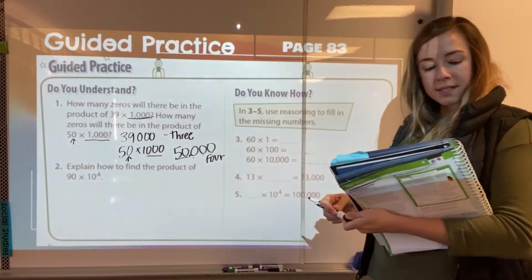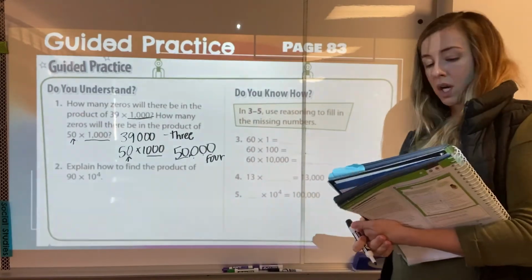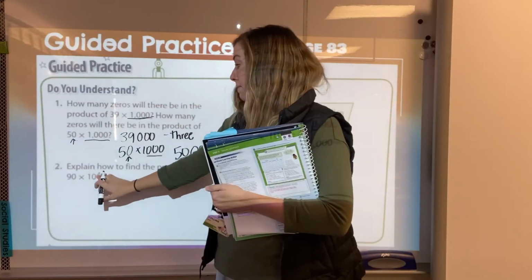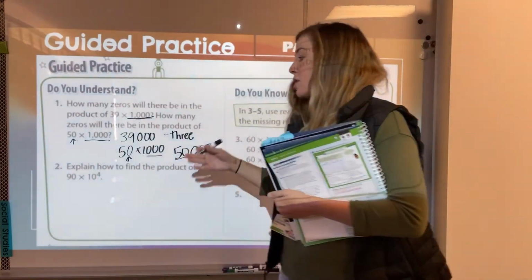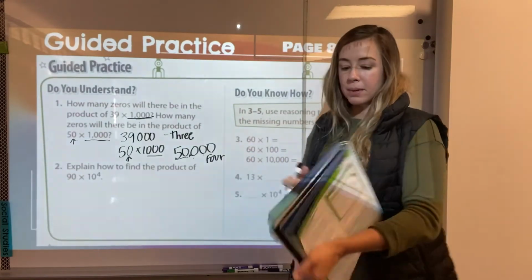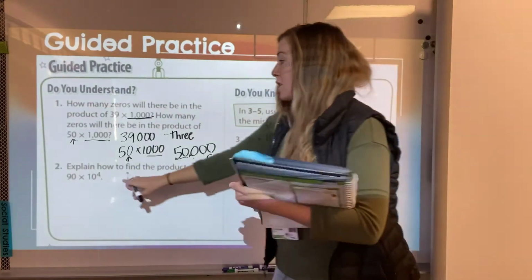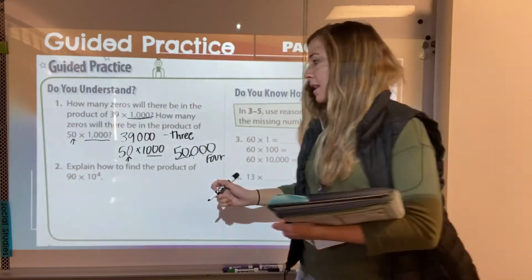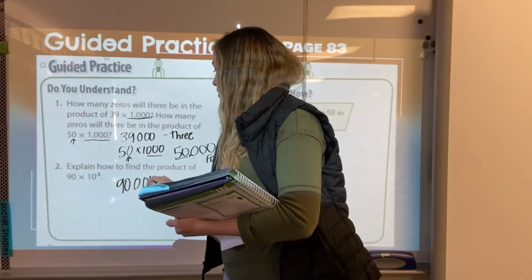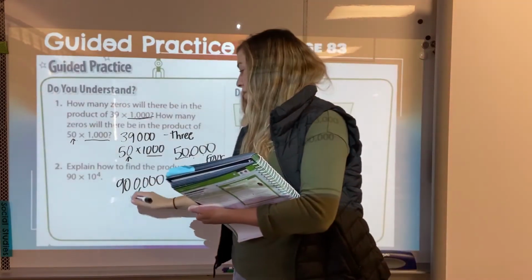So it says, and our next one, explain how to find the product of 90 times 10 to the power of 4. So first we're going to look at our exponent. 10 to the power of 4, how many zeros is that going to add on? Well, our pattern on the previous slide was the exponent tells how many additional zeros the product will end with. So I know I need to have 4 zeros on the end of it. So I'm going to start with my 90, and I will add 4 zeros. And so then our final answer is 900,000.